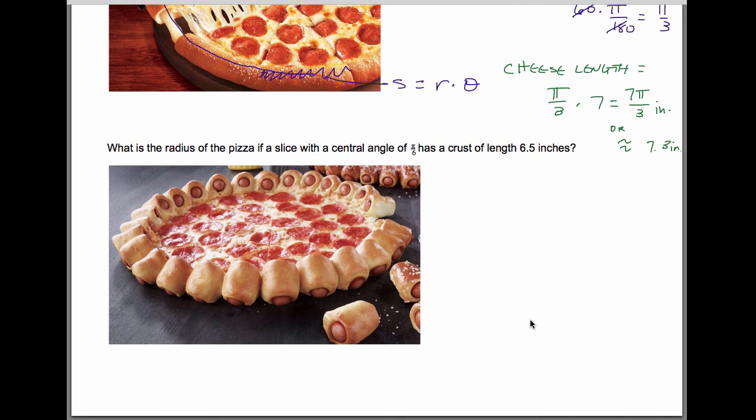What about this? I've got these little piggies in a blanket around the outside. Looks like there's a pretzel one up here. I don't know. But the question is, what is the radius of the pizza if a slice with a central angle of pi over 6 has a crust length of 6.5 inches? So I want the radius. And I know I'm still talking about arc length here.